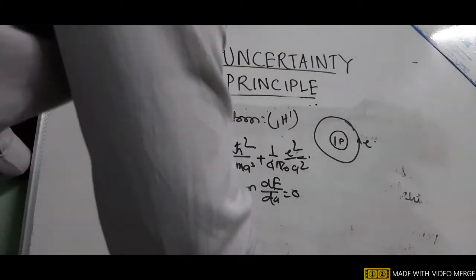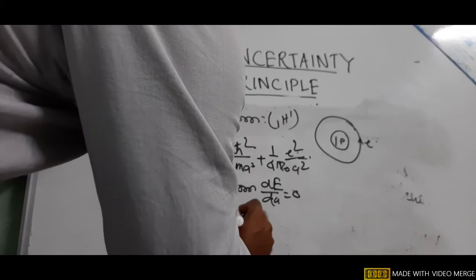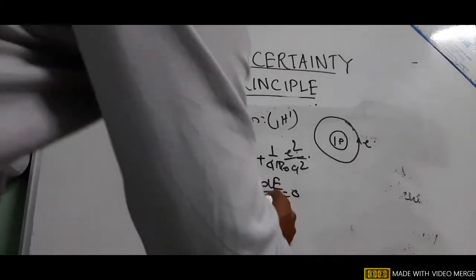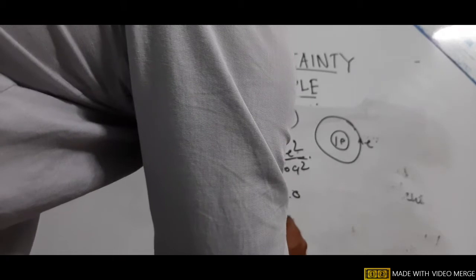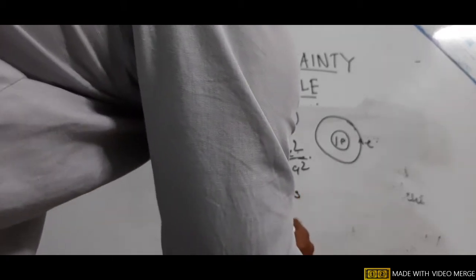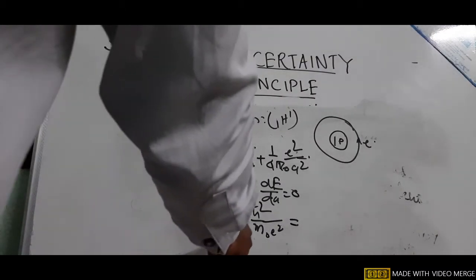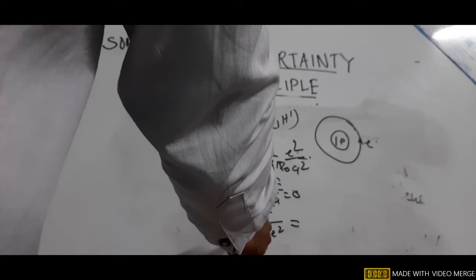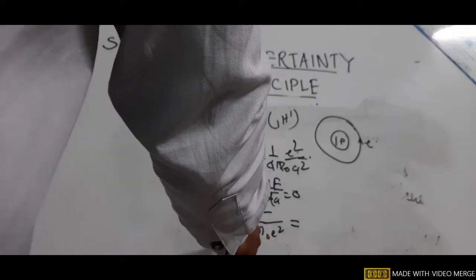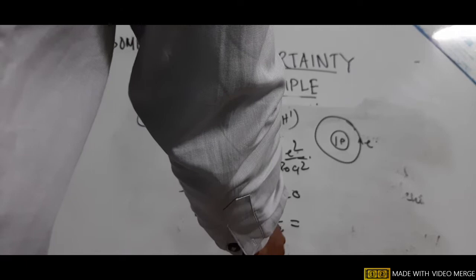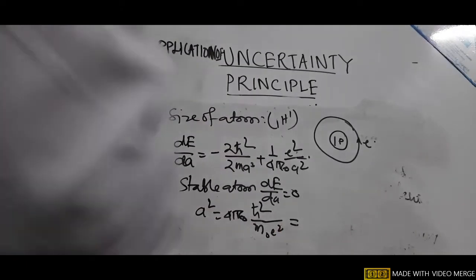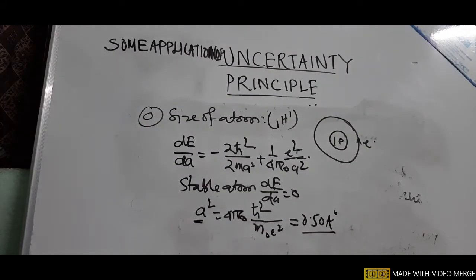If you put it to 0, we get a square equal to 4 pi epsilon h square by m0 e square. Here epsilon is the permittivity of the vacuum, h is known, m0 is the rest mass of the electron, and e is the charge of the electron. So it comes out to be 0.50 angstrom. That is the radius of the hydrogen atom.